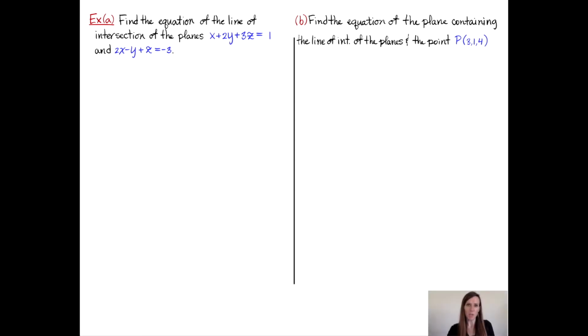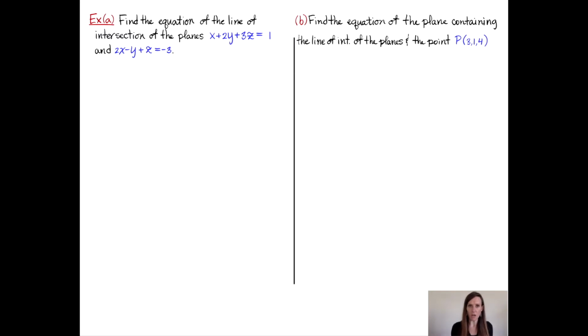In this example, two parts. We want to find the equation of the line of intersection of the two planes, and then in the second part, we want to use that line of intersection to find an equation of another plane containing that line and the point (3, 1, 4). So in part A, starting with finding the equation of the line of intersection.